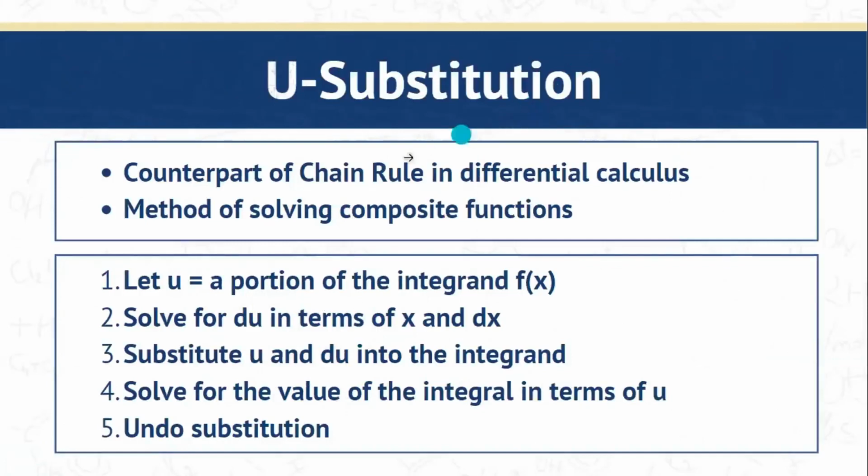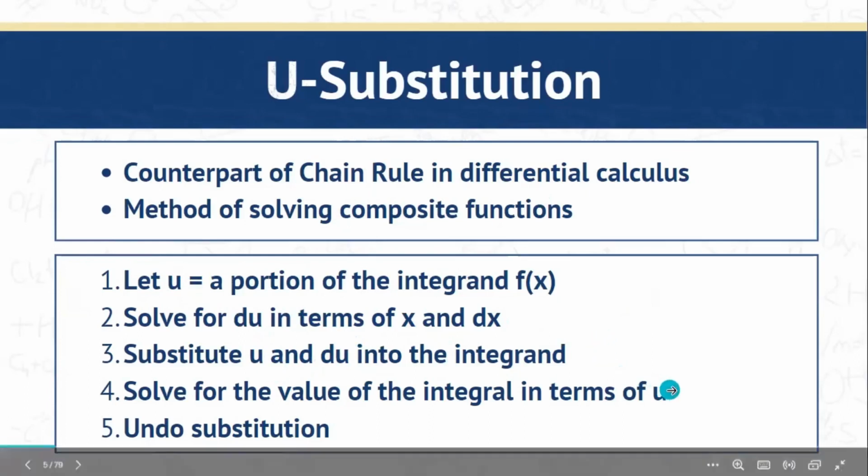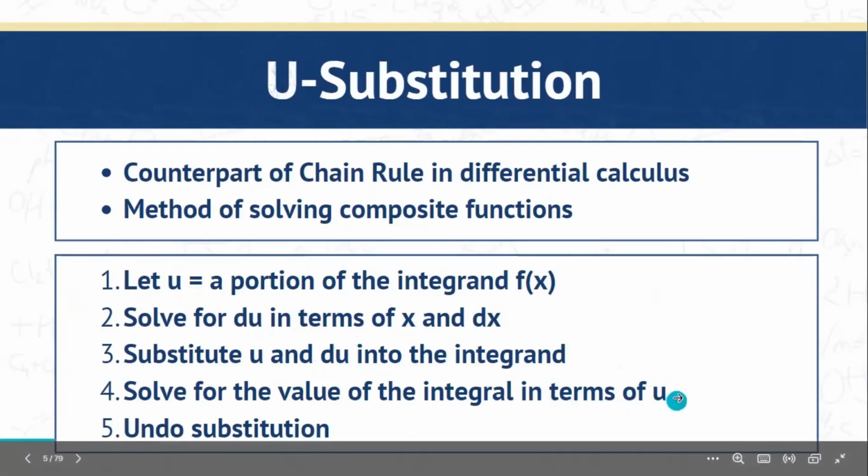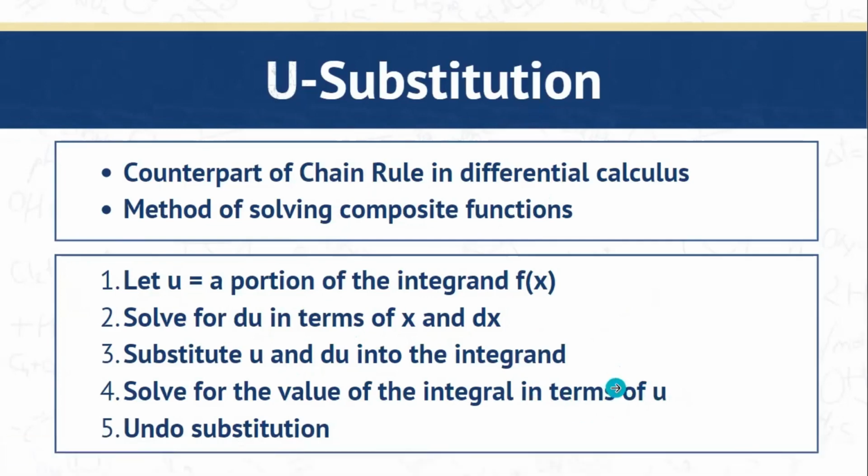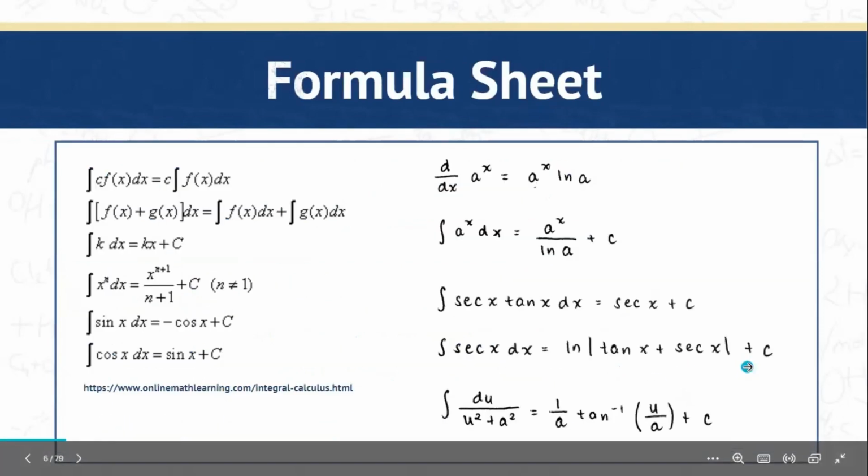Reviewing U-substitution, this is the counterpart of the chain rule, and we can use this to solve composite functions. And then the general step: first we let u be a portion of the integrand f of x, and then we solve for du in terms of x and dx, and then we substitute u and du from the first two parts into the integrand so that we can solve for the value of the integral, where we'll be getting an answer in terms of u. And then the last step is to undo the substitution so that our final answer is in terms of x.